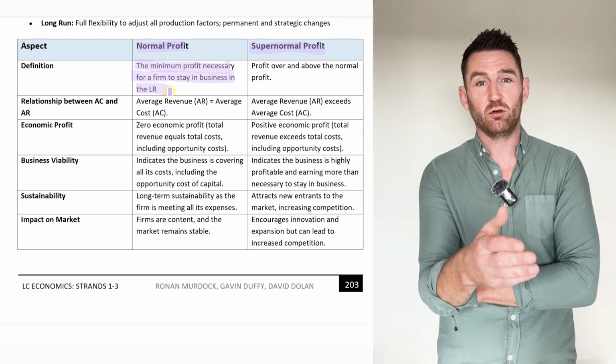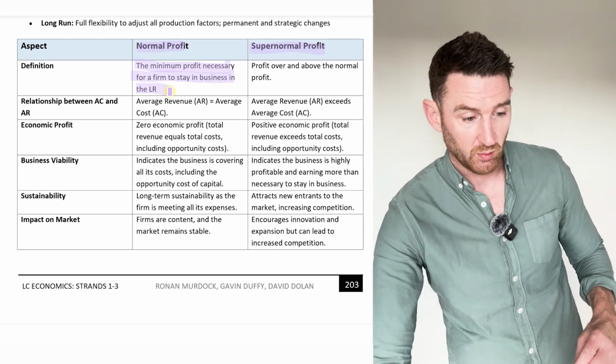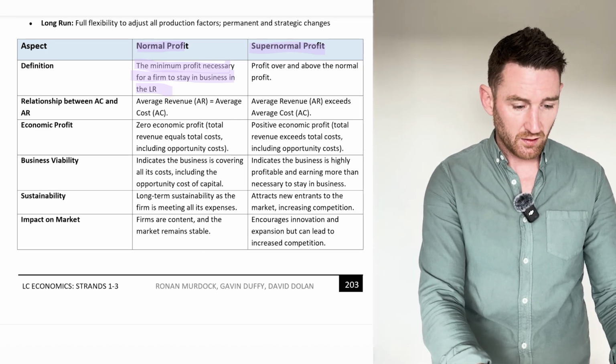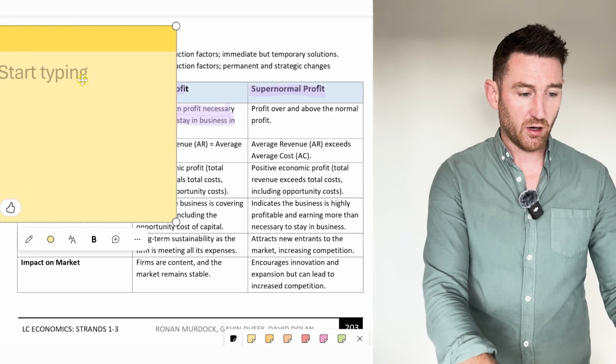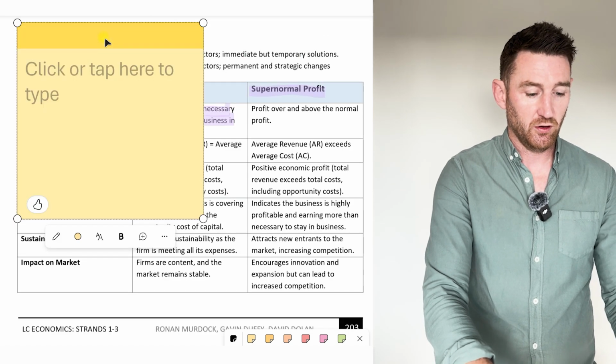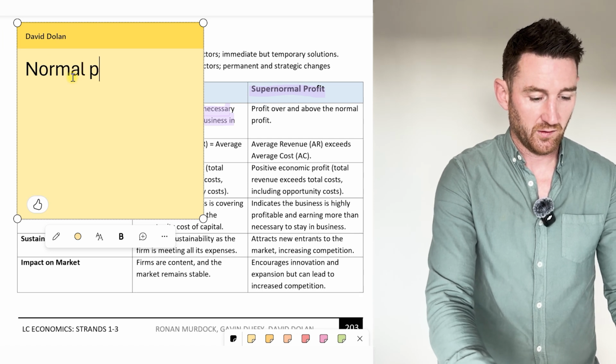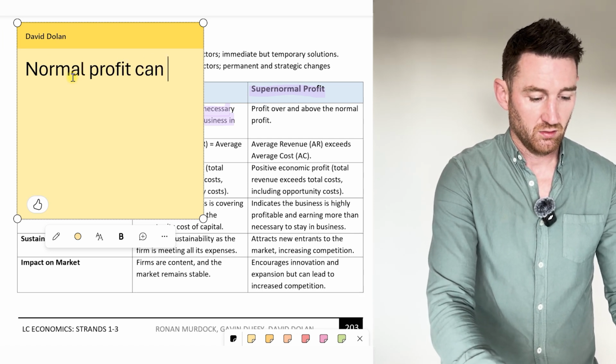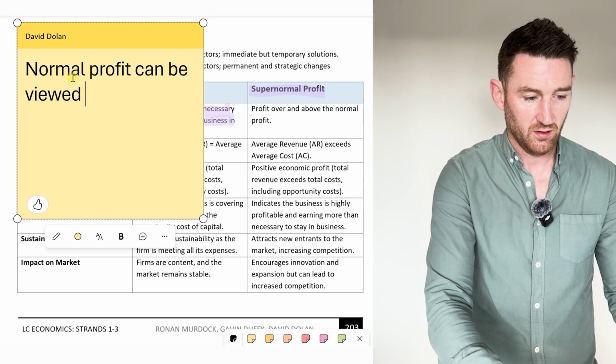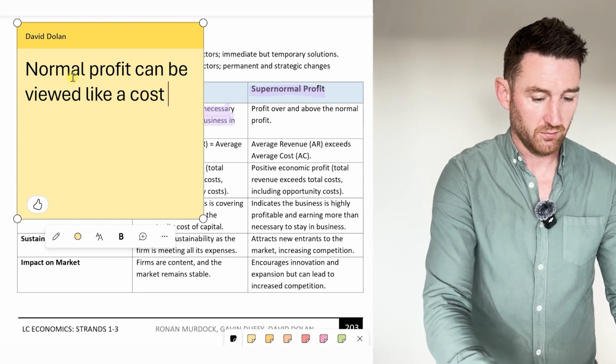And it should be viewed as a kind of a cost. And that's something you might want to take note of there. So I'm going to just write that in. Normal profit should be viewed as a cost in the long run. I'll explain why in a second. So normal profit can be viewed like a cost in the long run.